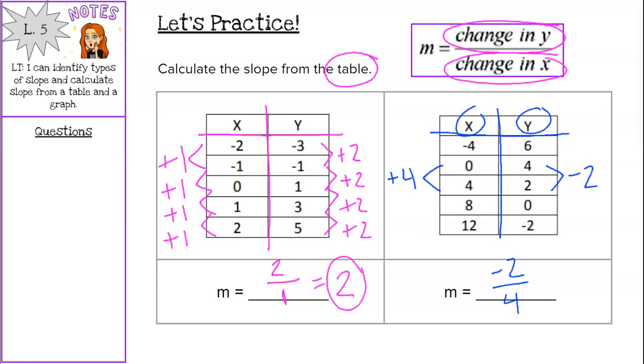So we have the fraction -2 over 4, and we also do want to reduce our fractions. So we can divide our numerator and our denominator by 2 to reduce this fraction. -2 divided by 2 is -1. 4 divided by 2 is 2. So this slope is -1/2, so I know it's going downhill. So it's going to be a downhill slope.